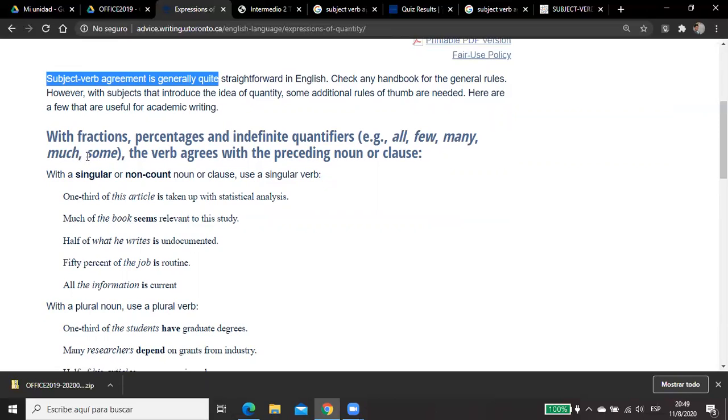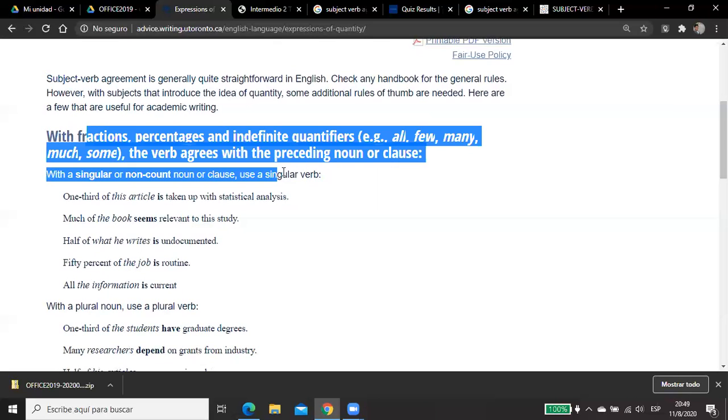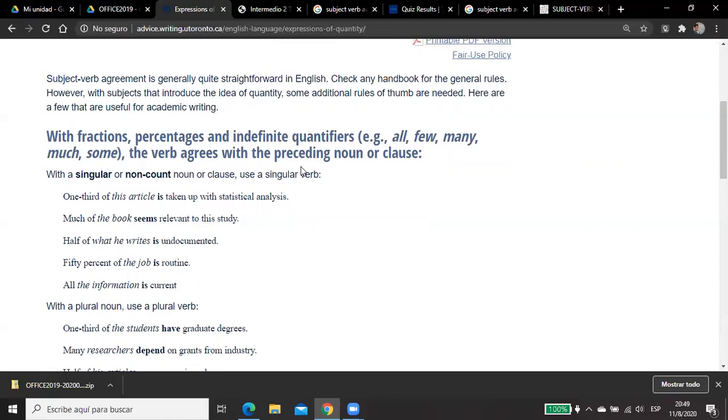All right. So, Jose, can you read the first one, please? Sure. With fractions, percentages, and indefinite quantifiers, for example, all, few, many, much, some, the verb agrees with the preceding noun or clause. Yes. All right. Great. What else? With a singular or non-count noun or clause, use a singular verb. Okay. Great. With the singular or non-count noun clause, we use a singular verb.